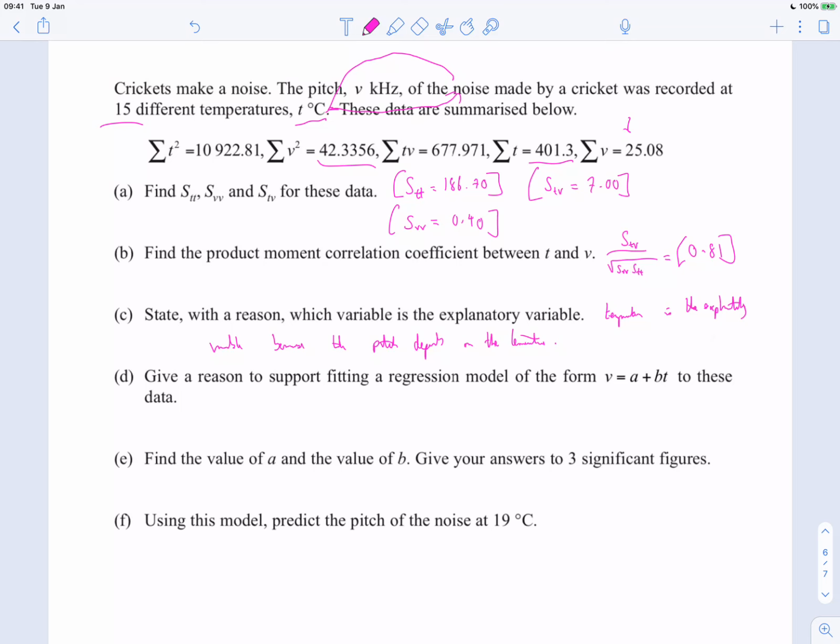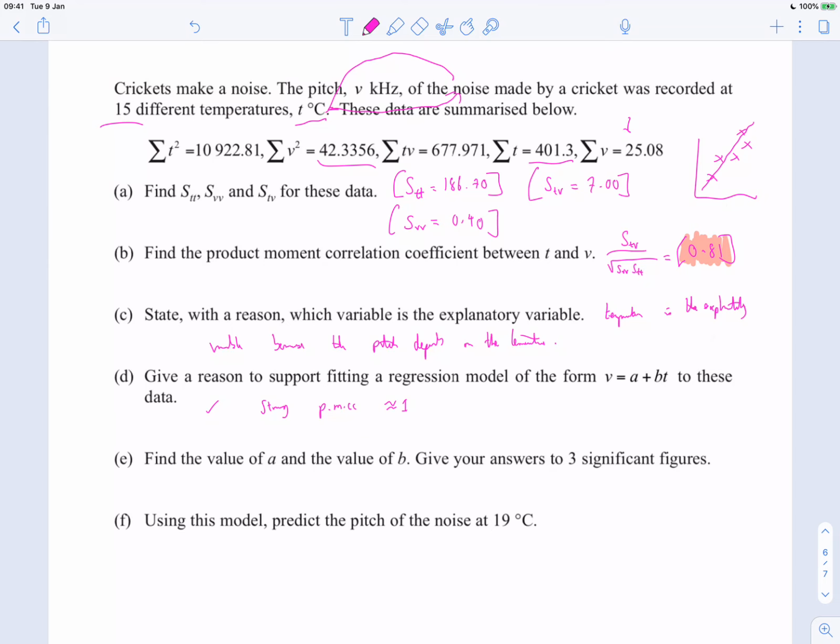Okay, give a reason to support fitting a regression model of that form to it. Well, having 0.81 is a fairly strong positive correlation. Now, if it's a fairly strong positive correlation, then that means this data set is probably distributed like so, where they're quite close to a line. So using a line of best fit would be quite decent. And this is because this is a strong PMCC close to 1. I mean, having a PMCC that's close to minus 1 would also be good as well. The point is, you don't want it to be close to 0.